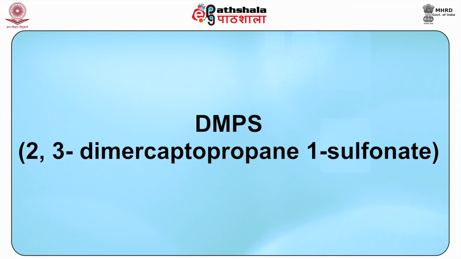Now the next is DMPS, 2,3-dimercaptopropane-1-sulfonate. It is used in case of mercury, lead, and arsenic poisoning. The recommended dose of DMPS is 5 mg per kg of body weight. The total quantity of drug to be given is divided into 6 equal doses and is injected intravenously.